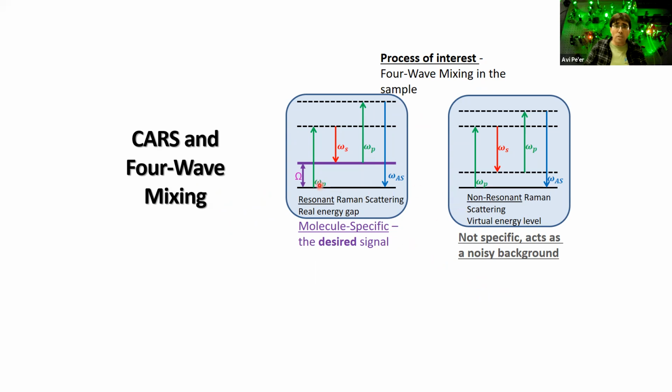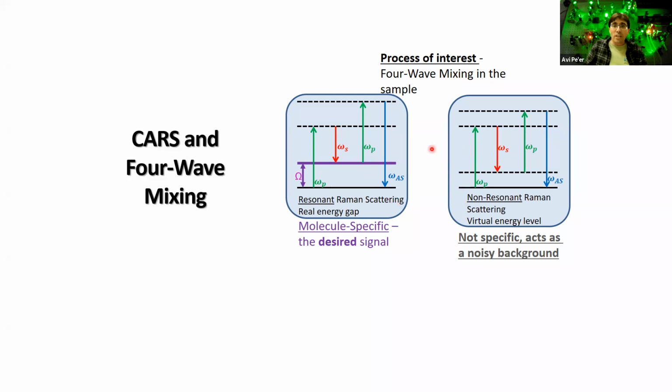And basically what we do is this: we pump and we generate a Stokes, as we just mentioned, but then we hit it again with the pump and we have stimulated emission back to the ground state. So this is a parametric process going up and down, up again and down. And you put in the Stokes and you measure the anti-Stokes. So this is really a four-wave mixing process, which is enhanced by the resonant Raman scattering. And this is what we do.